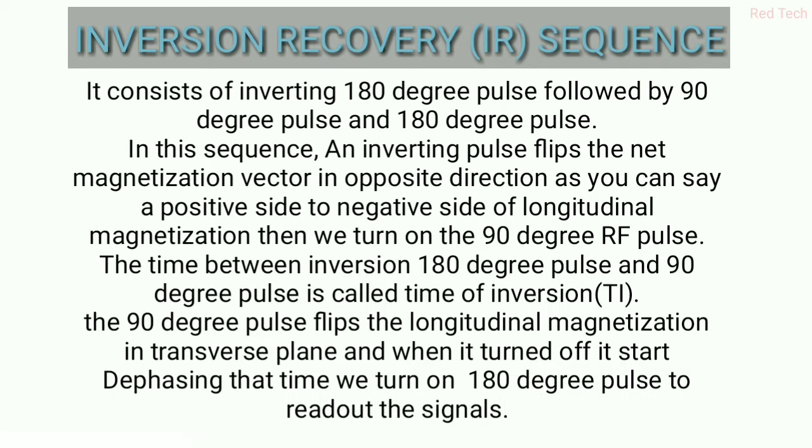As we studied in the previous video about the pulse sequence, this is also a type of pulse sequence. Basically we have studied the spin echo, then modification, and then turbo spin echo. So in this basically we apply the inverting 180-degree RF pulse followed by the 90-degree pulse and the 180-degree pulse. This is basically the concept of inversion recovery sequence. In this, we just add one more pulse which is the inverting 180-degree pulse.